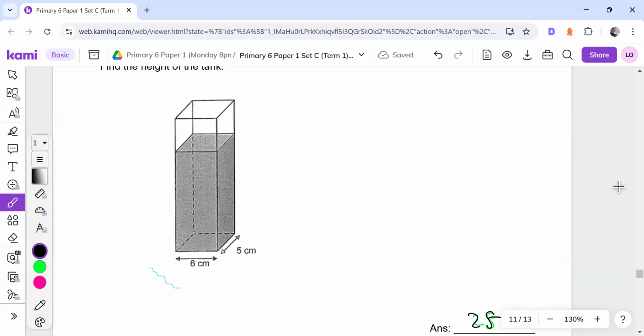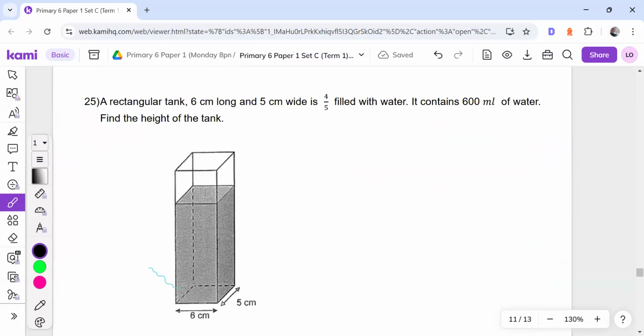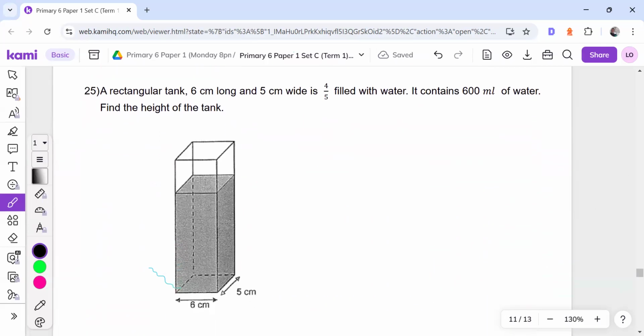Okay, now, how to get 25 cm? A rectangular tank 6 cm long and 5 cm wide is 4/5 filled with water. Later on, when you do volume, when you do your level 2, if you see a volume question and there's a fraction, you must put something inside. Your picture cannot be very clean. 1/5 empty, 4/5 water, 5/5 everything. So you have to put all this inside.